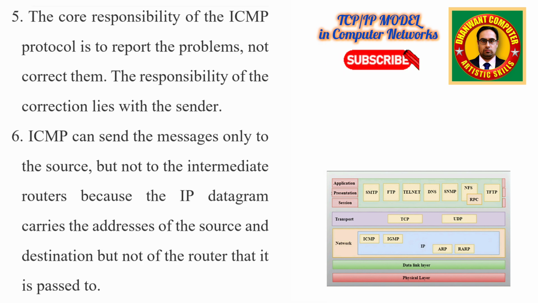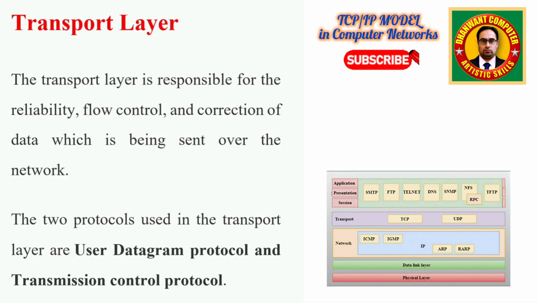5. The core responsibility of the ICMP protocol is to report the problems, not correct them. The responsibility of the correction lies with the sender. 6. ICMP can send the messages only to the source, but not to the intermediate routers because the IP datagram carries the addresses of the source and destination but not of the router that it is passed to.